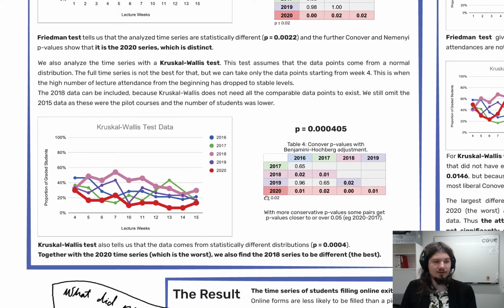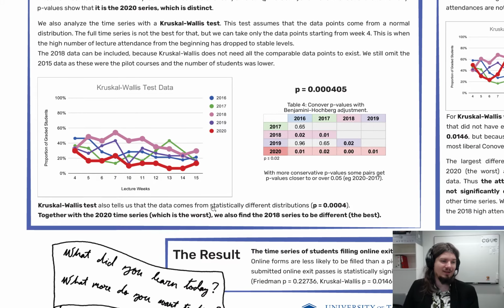And if you look at the pairwise comparisons, we find out two things. One is that 2020 is different from the rest, but we also see that 2018 is different from the rest. So it turned out that the 2020 time series was the worst, and 2018 was also different, and this was the best if we visually inspect the data. Now we don't have a good explanation on why 2018 was the best here, but this is what the test shows. But at least 2020 was different.